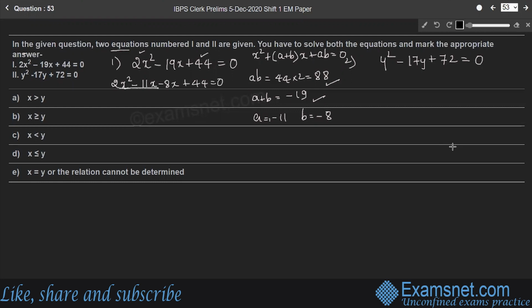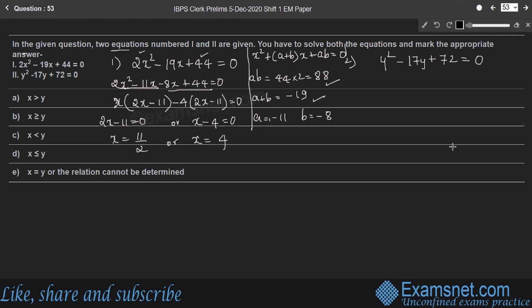So here in the first two terms, 2x is common here. So 2x minus 11, minus here 4 is common. In the last two terms, 2x minus 11, minus 4 into (2x minus 11) is equal to 0. Right? Therefore, 2x minus 11 is equal to 0, or x minus 4 is equal to 0. Right? Therefore, here x is equal to 11 by 2, or x is equal to 4.